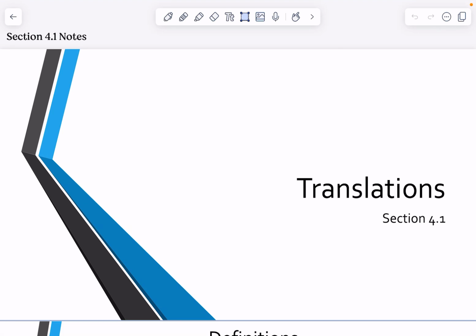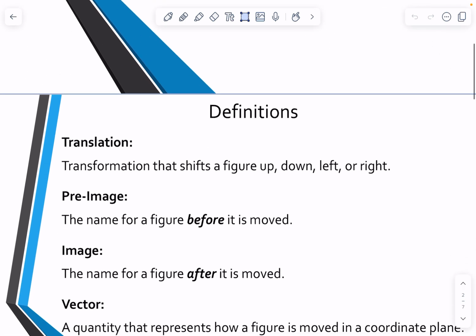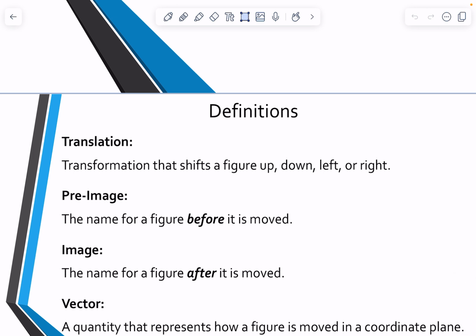Chapter 4, which is all about transformations. Transformations are simply ways that we move a figure around a graph. We're going to start off with this one called translations. Now, a translation is simply a transformation that shifts a figure up, down, left, or right.